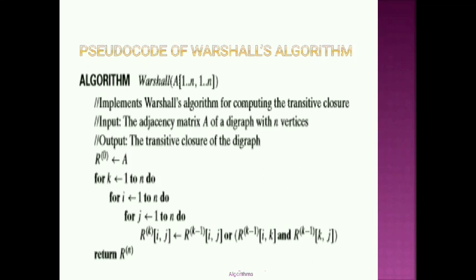Let us look into the pseudocode of Warshall's algorithm. From the pseudocode, you can see the input to Warshall's algorithm is an adjacency matrix A of a digraph with n vertices. So it is a matrix with n rows and n columns. And the output of the algorithm is the transitive closure of the given digraph.